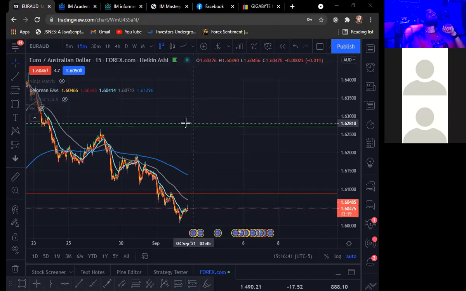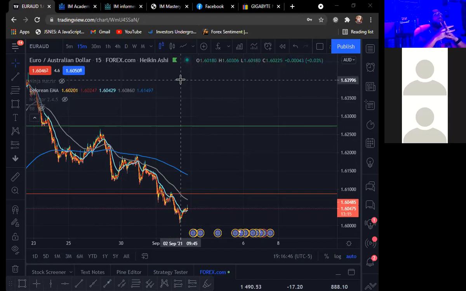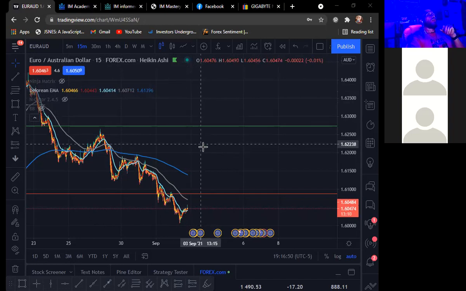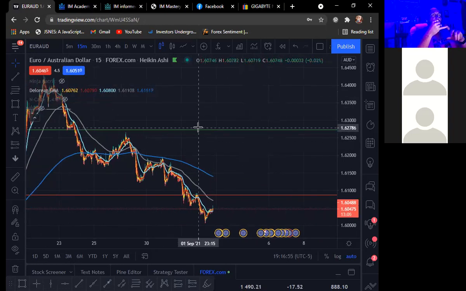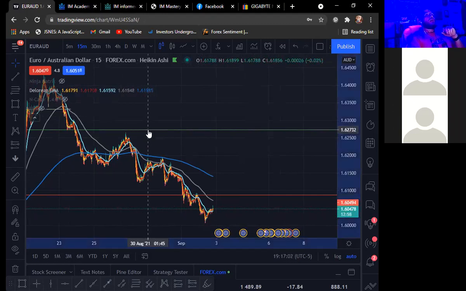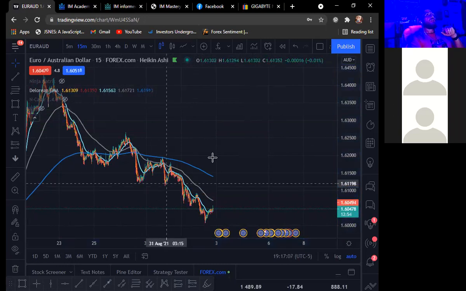All right, I'm going to share my screen, guys. You see my screen? Awesome. So what I use to trade is the DeLorean lines, which consists of 5 lines. It's the 5, 13, 50, 200, and 800 EMAs.